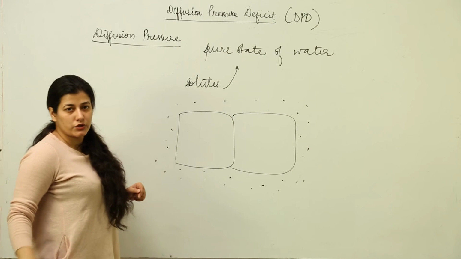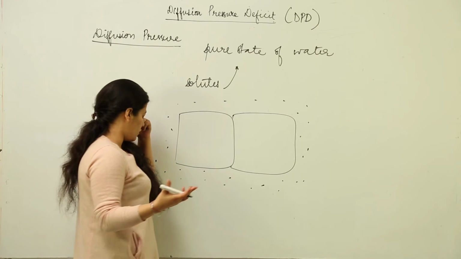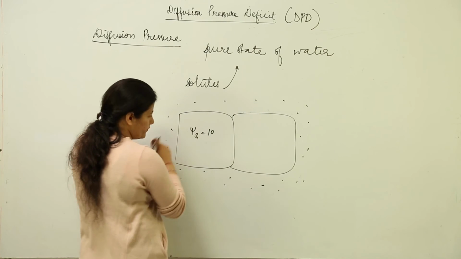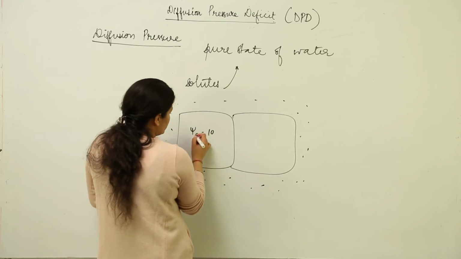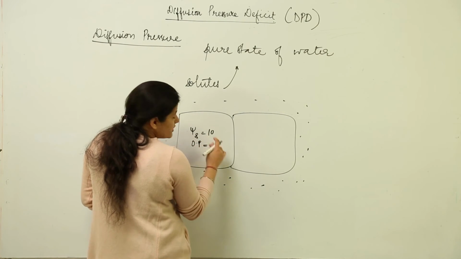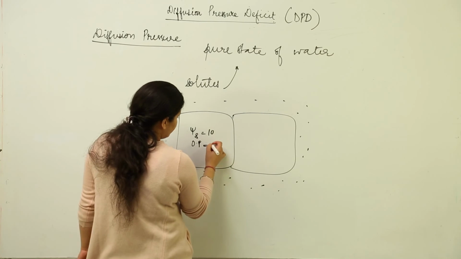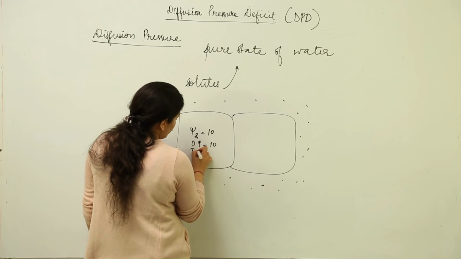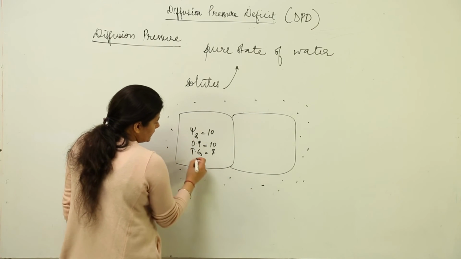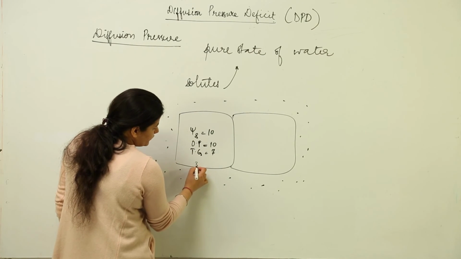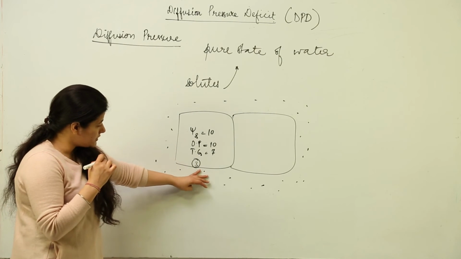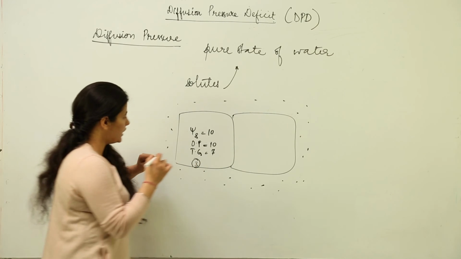Now you know the solute potential of the cell, let's consider it to be 10. We have the solute potential, which would be equivalent to osmotic potential, and there is wall potential as well, that is turgor pressure. So we have turgor pressure, that is 7. Then automatically the DPD of this cell would be 3, as you can make out. Now you can see that this cell has a DPD of 3.